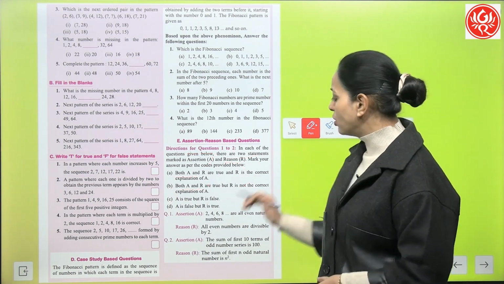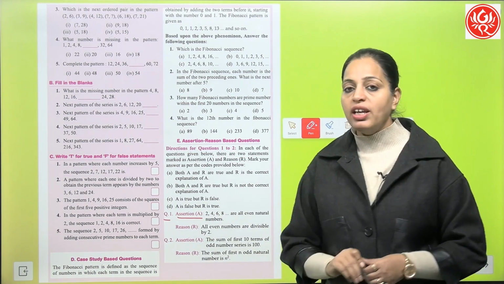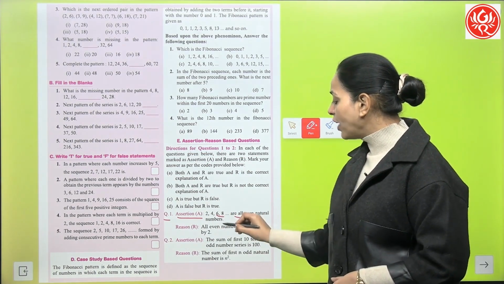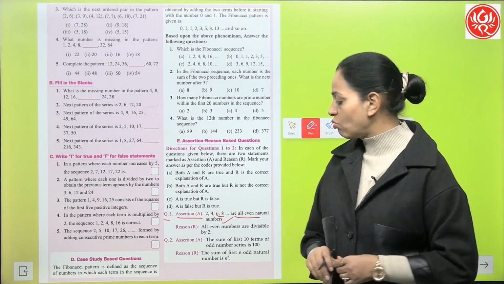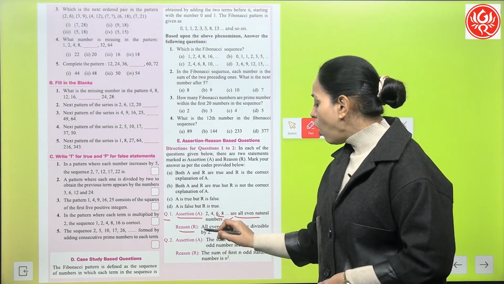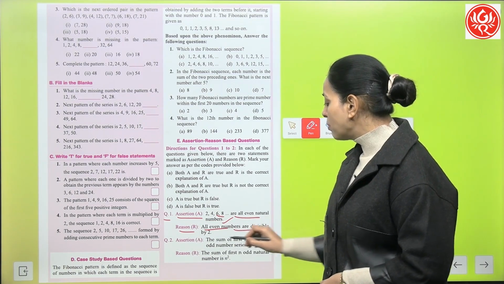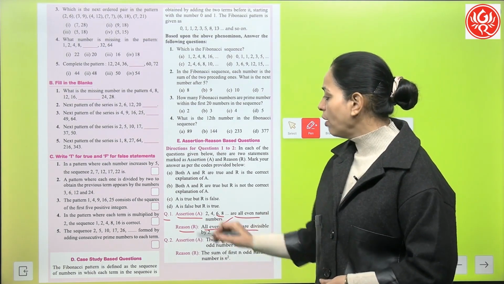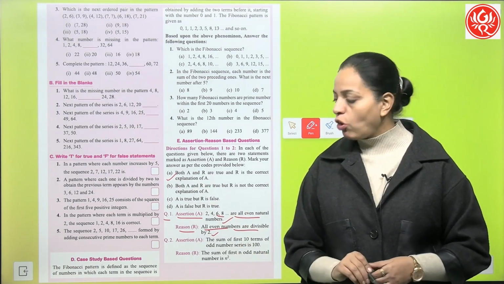Let's see the questions. Question 1, assertion A. 2, 4, 6, 8 dash, all are even natural numbers. Yes, this is right. Reason R, all even numbers are divisible by 2. Yes, this is correct. So here A is the right option.